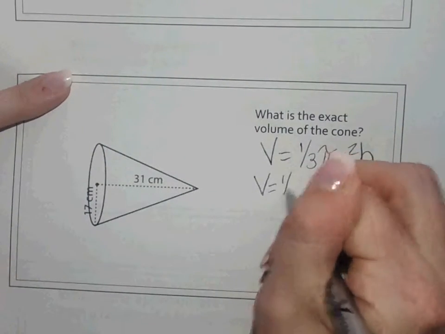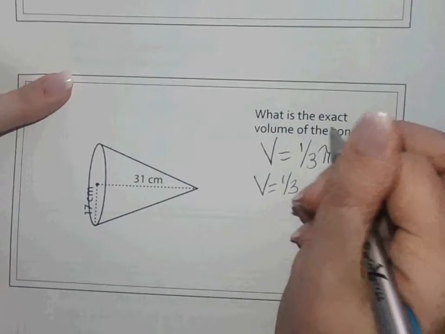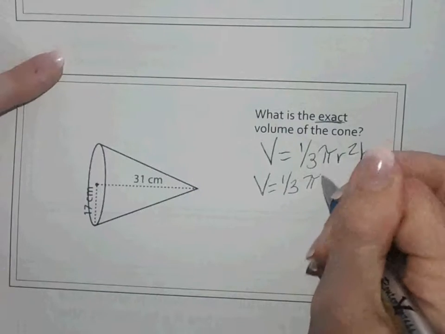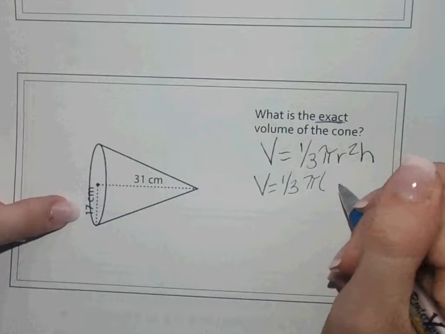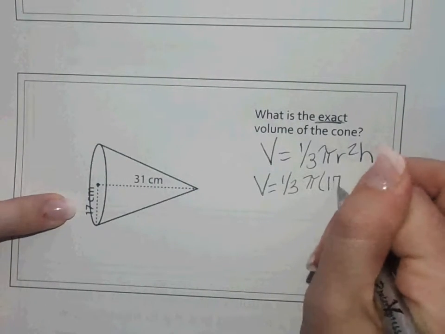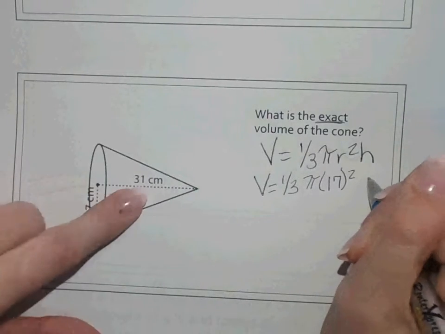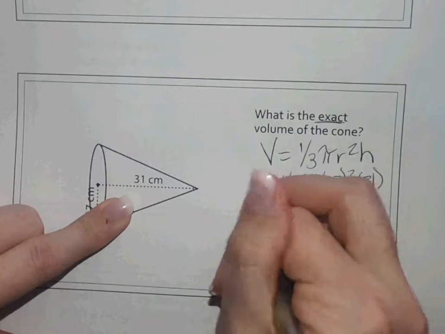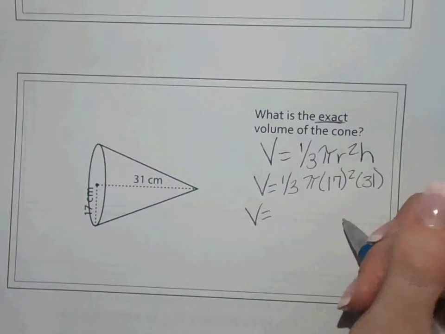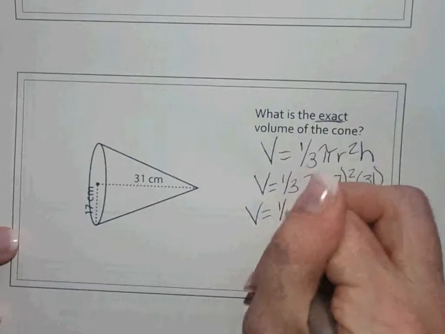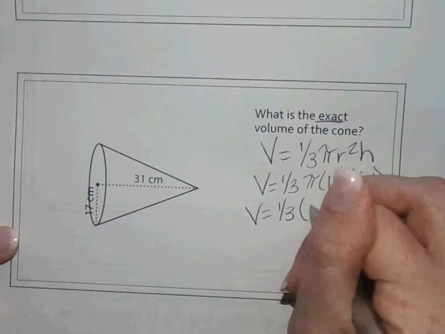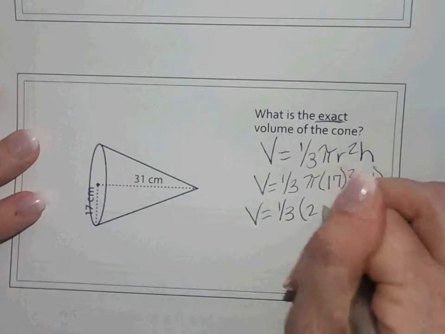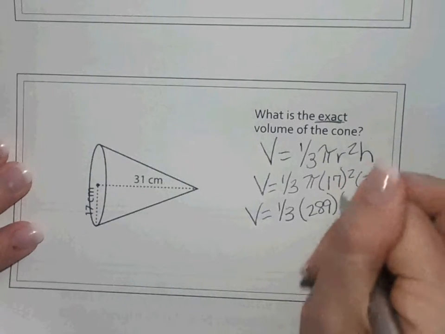And so all we're going to do is plug in what we know. They want exact, so we're going to leave pi, then r squared. The r is the radius, that's 17, times the height, which is 31. So then we're just going to multiply. I've got 1/3. I'm going to move these around just so it's a little easier because I'll have all my numbers together.